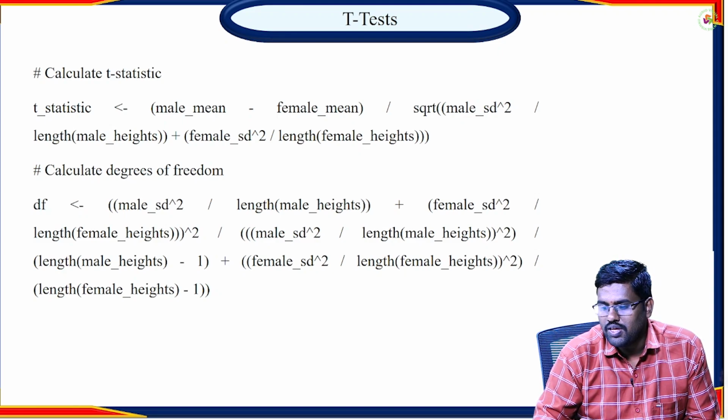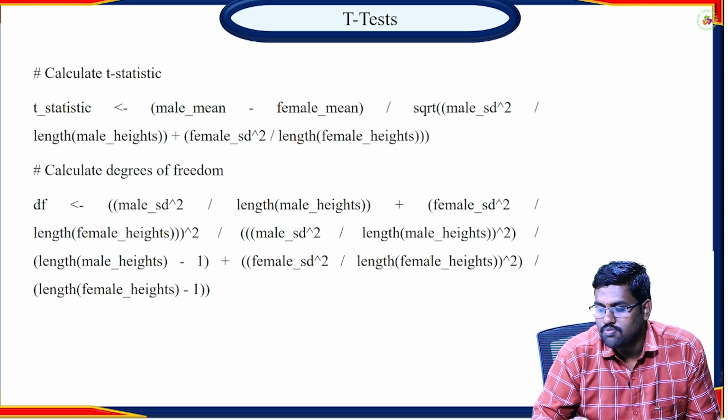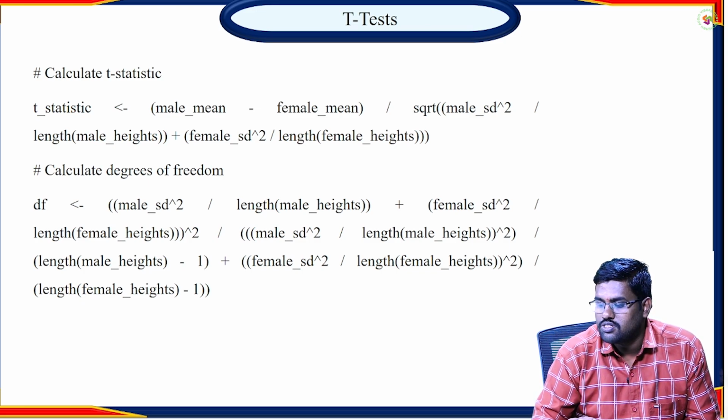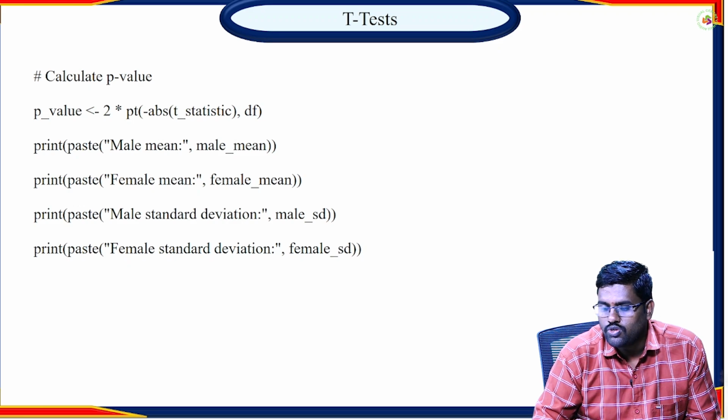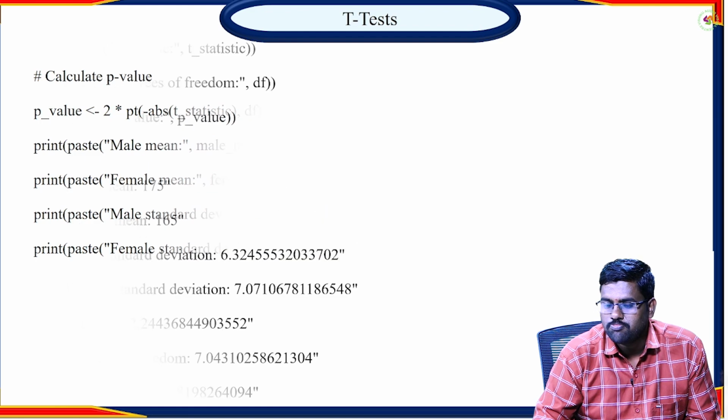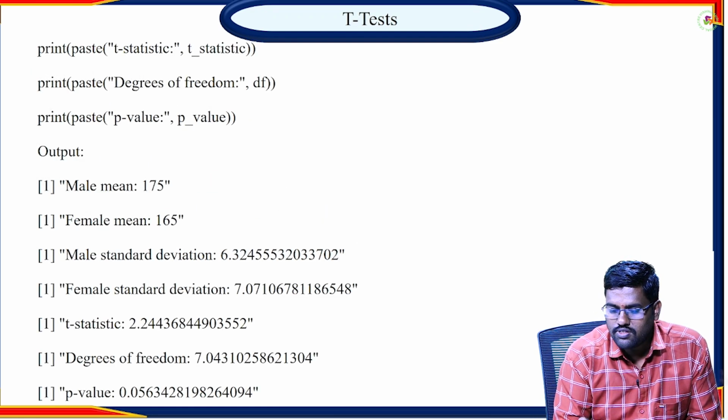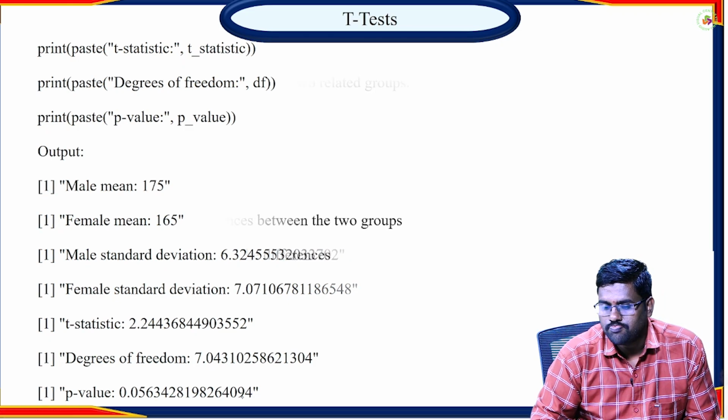So, male mean minus female mean divided by the square root of male standard deviation squared divided by the length of male heights, plus female standard deviation squared divided by the length of female heights. We are just substituting into this formula, where we have the means and variances of female and male. After substituting, we get the p value, absolute t statistic, degrees of freedom, male mean, male standard deviation, female standard deviation. After calculation the male mean is 175 and the female mean is 165, and these values are displayed in the t-test.